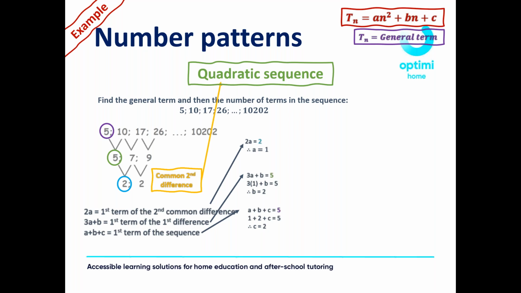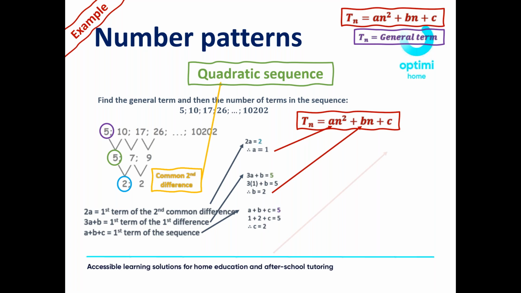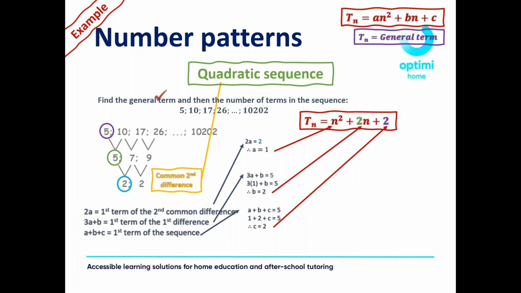So this a, b, and c that you have just calculated can fit into the general term of a quadratic sequence. So do you see an squared, plus bn, plus c? There are your 3 variables over there. Just substitute the values that you've calculated in there. And there you have your general term of this sequence. So we've answered this part of the question where it says find the general term.